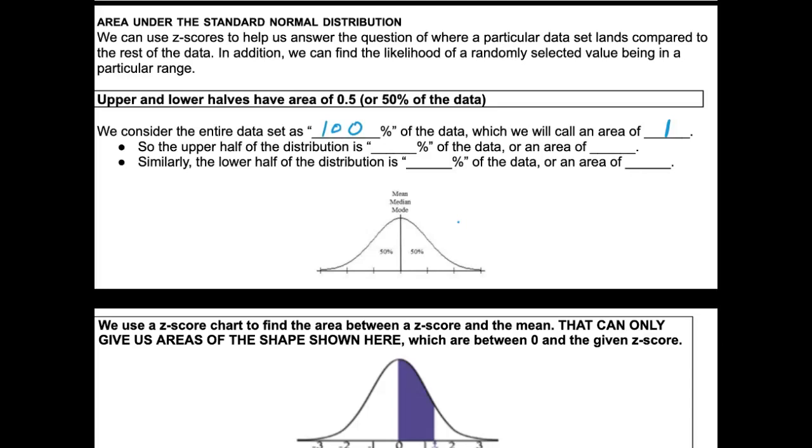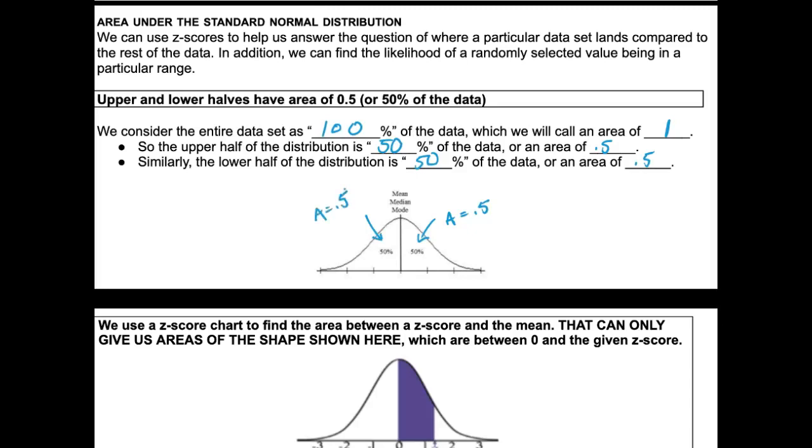If the area under the whole curve is 100%, then each half is 50%. So the upper half is 50%, which is an area of 0.5. This upper half has an area of 0.5, and the lower half is 50%, which has an area of 0.5 as well.